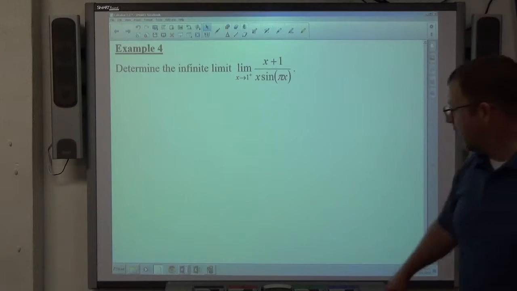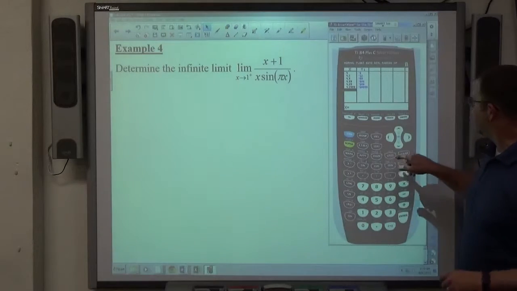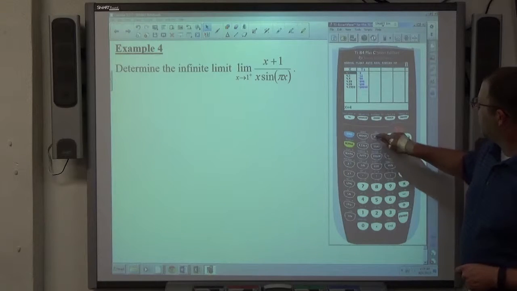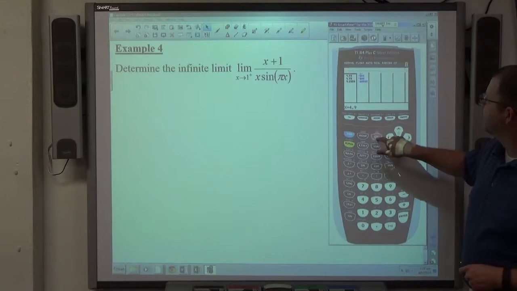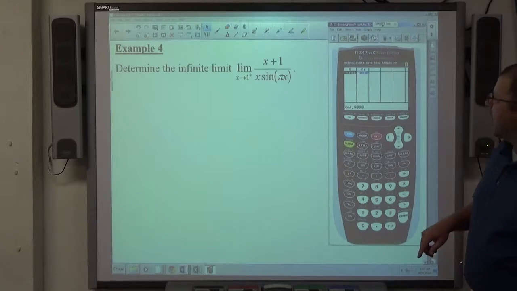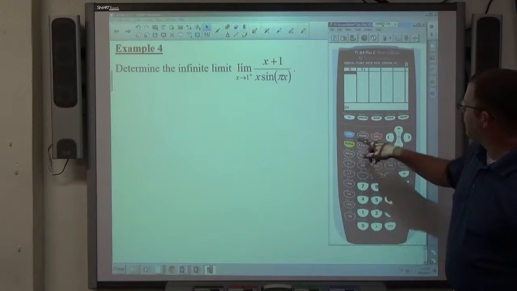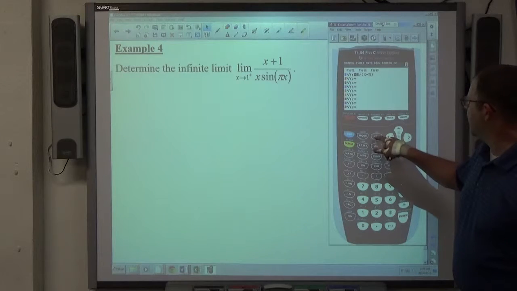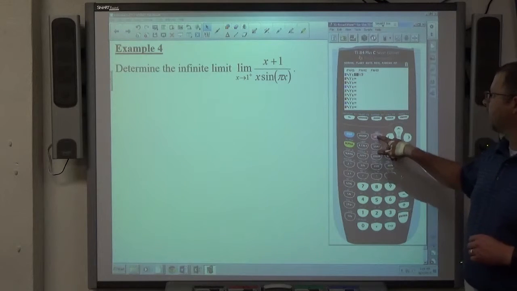All right, example 4, determine the infinite limit. Again, infinite limit they're giving us here. Let me clear out all the stuff we had on the calculator. This time it's a sine graph: x plus 1 on top over x sine of pi x on the bottom. And what usually creates infinity is 0 in the denominator. That's usually what creates it.